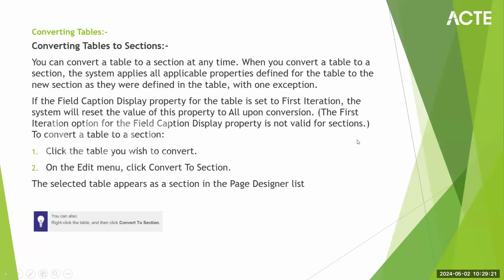So basically in the table, the field caption will be the same for all the values, right? But in section, it will be the same and constant. Only the single overall heading will be there as a section.